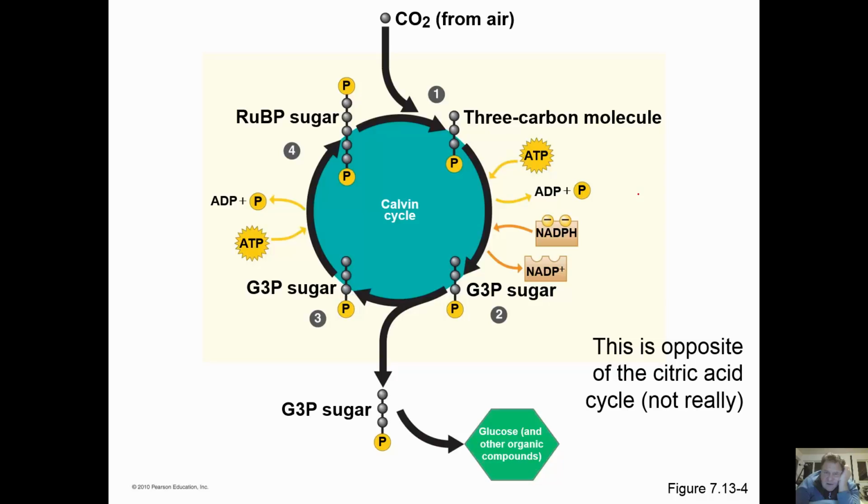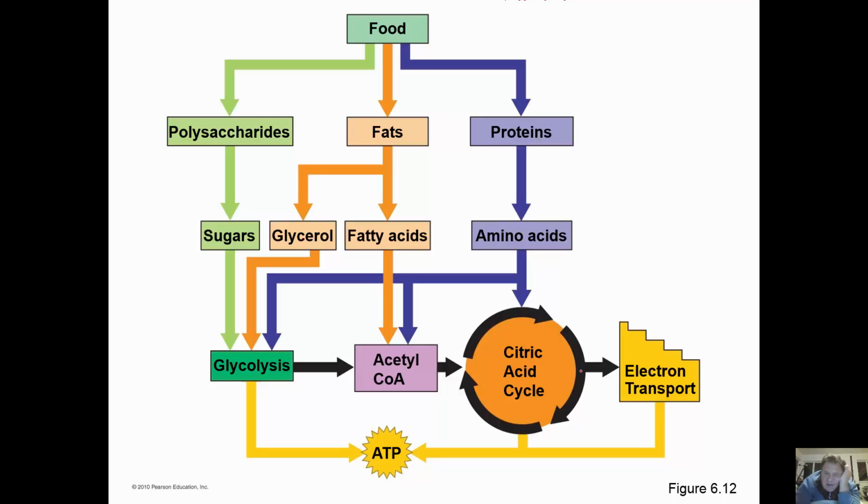Hopefully you understand that. The great thing about that is that we're able to take CO2 in the air within the space, and we're able to use the ATP and the NADPHs, and we're able to use this to make a sugar called glyceraldehyde 3-phosphate, which then could become any other sugar as well.